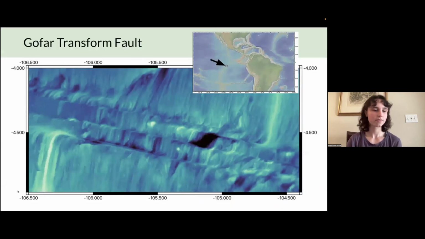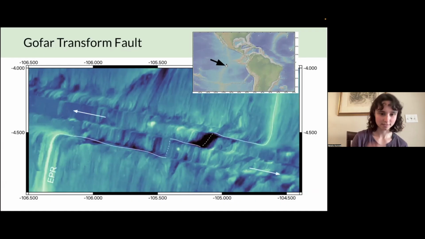So there we go. This is the Gofar. It's here near 5 degrees south on the EPR. And I'm just going to outline the plate boundary in white. It's sort of a little bit complicated. Here's the ridge, and then the fault is split up into these three strands. So these are the active parts of the fault, and these features extending away from them are just fracture zones, not seismically active. This fault has been used as sort of a model transform fault.